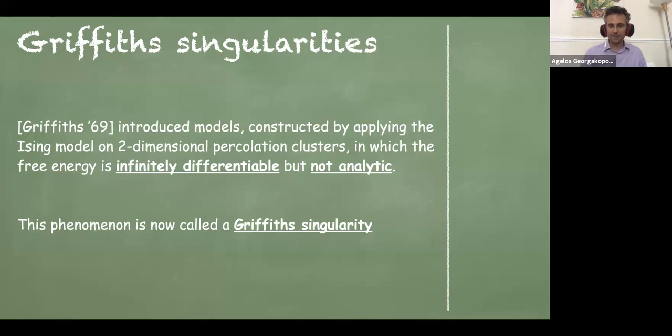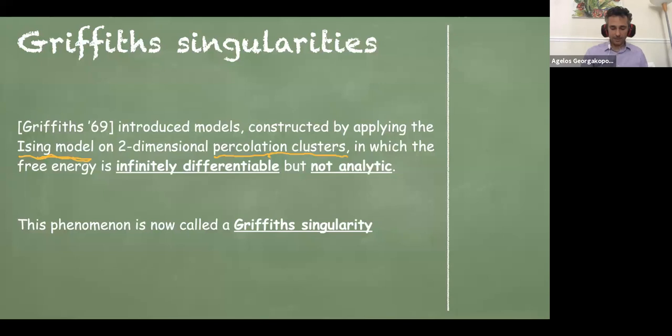So he introduced models that do not quite come from nature, but almost. So he studied the Ising model for magnetism on percolation clusters. And he observed that there you can actually have failure of analyticity, despite the fact that you are infinitely differentiable. This was called a Griffiths singularity.